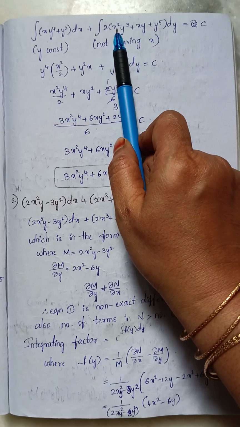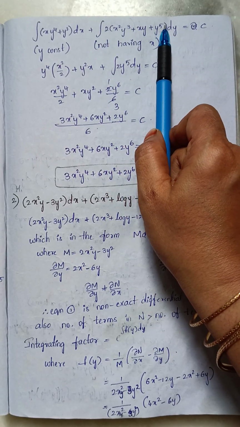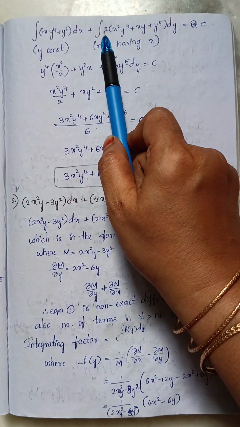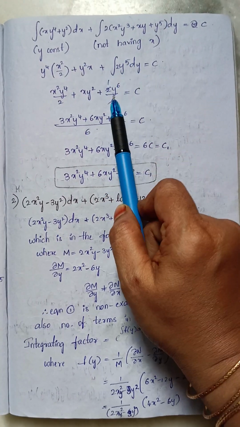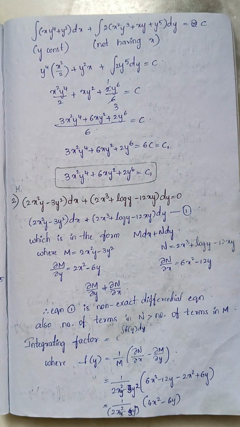Not having x terms means here x, here x. So we should remove these two terms, and integration of y power 5 is y power 6 by 6, 2 into y power 6 by 6 here. Take 6 as LCM, take it to this side, which is the required solution for the given non-exact equation.